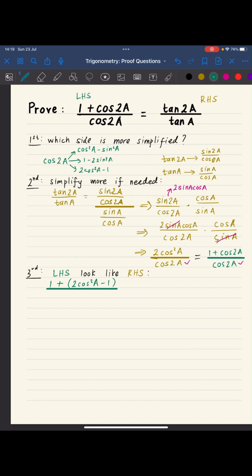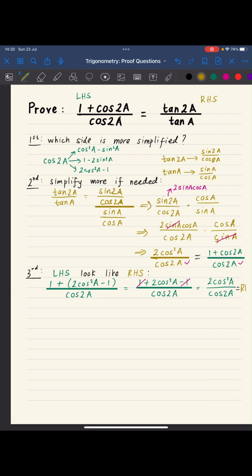And this is going to be over cosine 2A. We say we're just going to leave cosine 2A like this. Now when we open the parentheses, we have 1 plus 2 cosine squared A minus 1. And we can already see the writing on the wall. It's quite obvious what's going to happen. 1 minus 1, the 2 like terms, cancel each other out. And then now we are at the promised land. We can see that this is 2 cosine squared A over cosine 2A, and this is equal to our right-hand side.